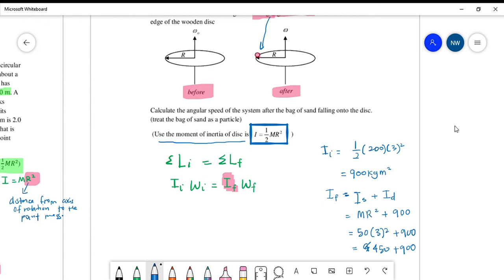Then we're gonna add that into the equation to find the answer. So this one will be 900, which is the I initial, times omega initial, which is 4, equal to I final, which is 900 plus 450, times omega final, and you will get the angular velocity after the sandbag has been dropped, which is 2.67 radian per second.